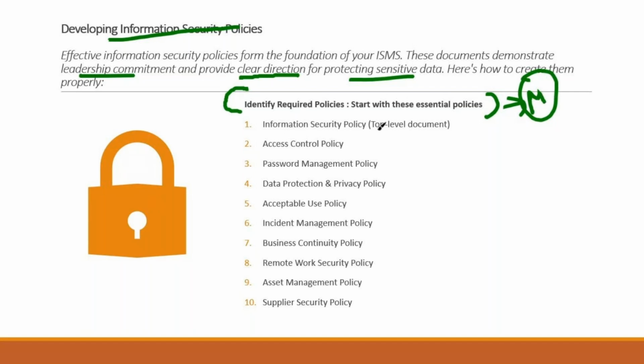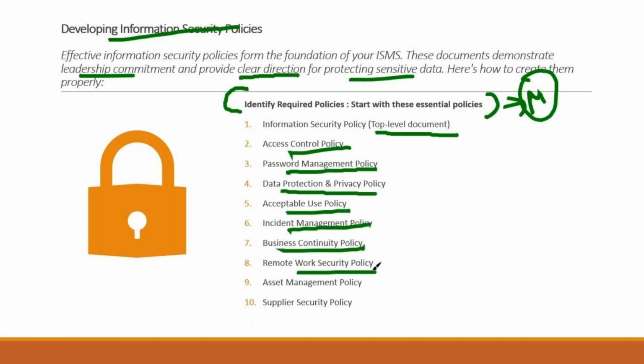Information security policy. This has been sitting on the top. Every organization will be having the information security policy. It becomes a top level document. Then related to that, we have some supporting policies as well: access control policy, password management policy, data protection and privacy policy, acceptable use policy, incident management policy, business continuity policy, remote working policy, asset management policy, security policy, supplier security policy.